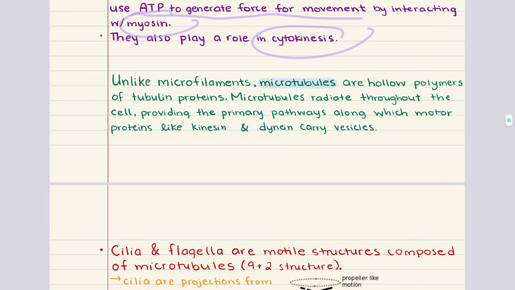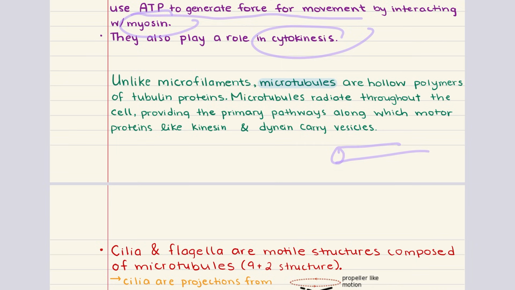Next up is microtubules. These are much larger than microfilaments, and they're shaped like hollow tubes. They're made from polymerized subunits of a protein called tubulin. Microtubules stretch throughout the cell, and they act like internal highways for transporting materials.